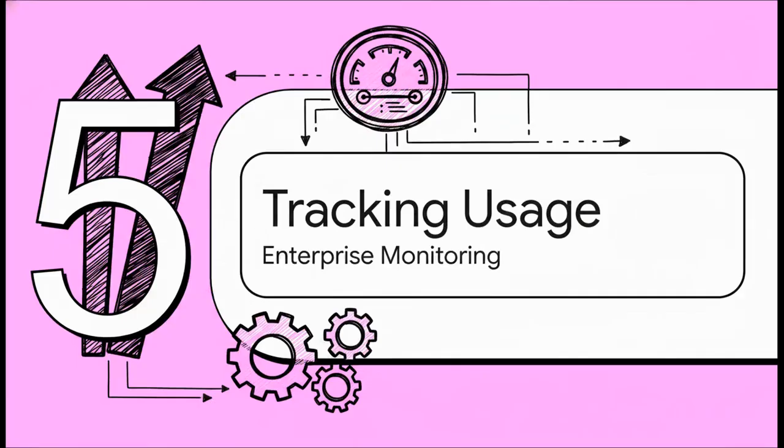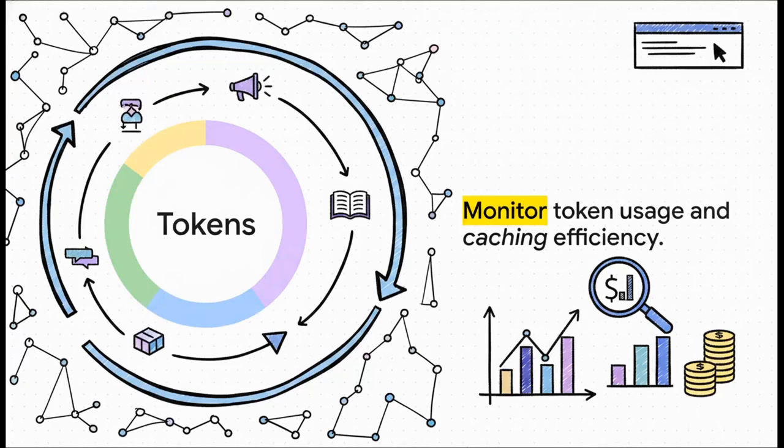Finally, Section 5, Telemetry and Tracking Usage. Let's look at enterprise-grade monitoring. By enabling OpenTelemetry with Claude Code, you unlock this incredibly precise tracking of your token usage. It breaks everything down visually into input, output, cache read, and cache creation tokens. This is exactly how you monitor your true costs and caching efficiency across the entire organization. It gives executives a crystal-clear picture of the ROI.